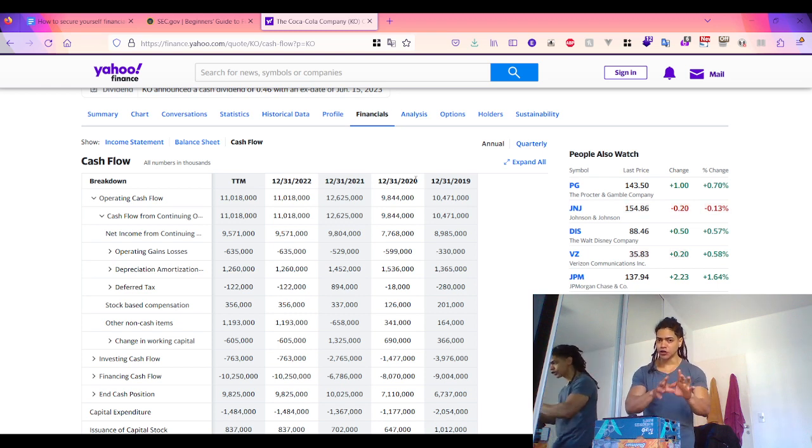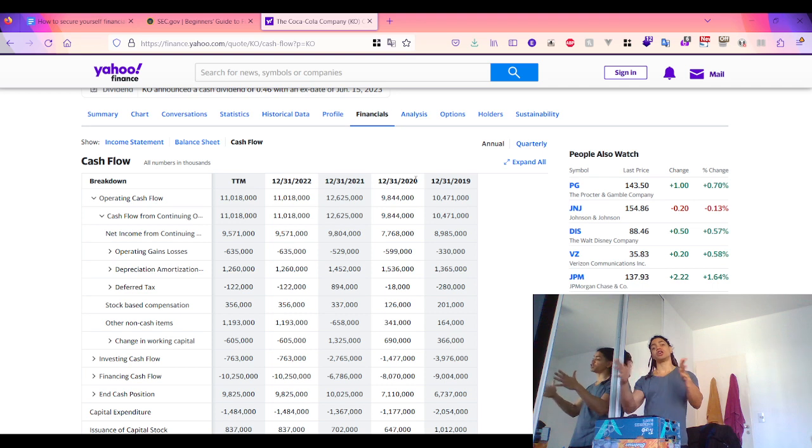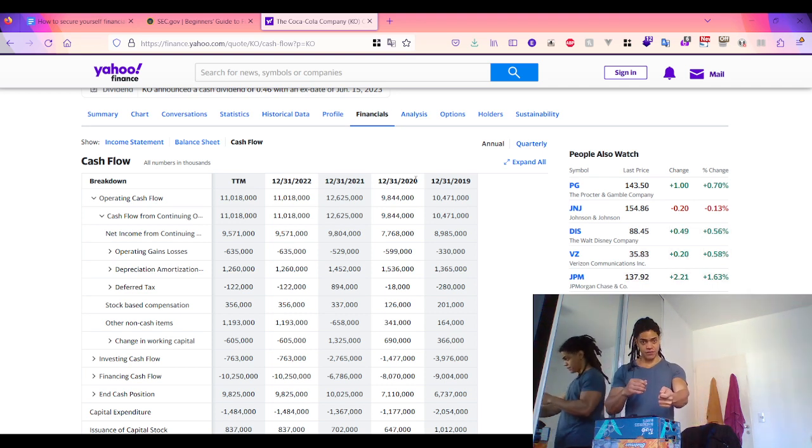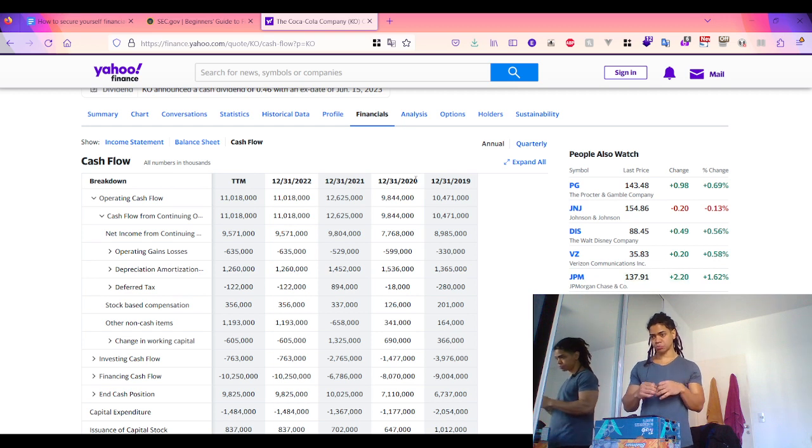Let's keep looking at other common operating assets: investment in affiliates, okay, where this is an investment.